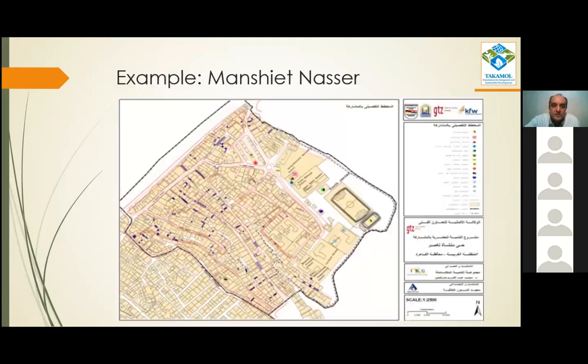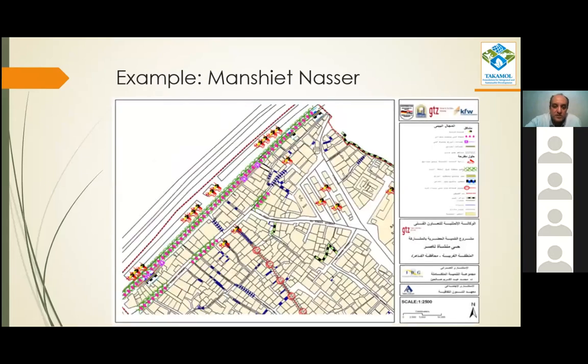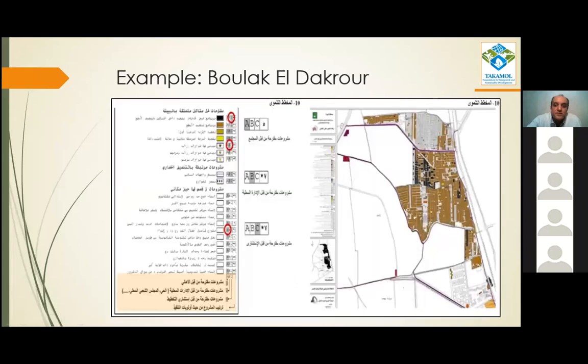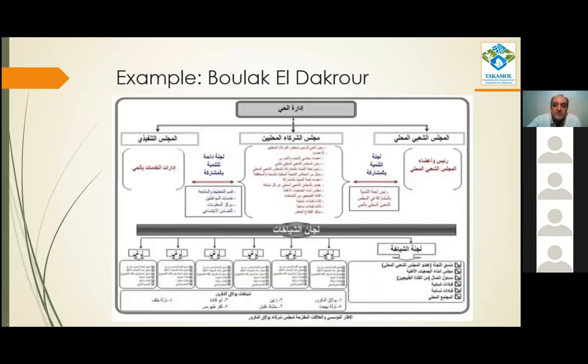I leave this to you to read, and just give some examples of how development plans are done. This is an example of Manshiet Nasser again, and this is an example of Takamol. You can find that there are some local solutions that came from the community itself, like this traffic solution. And this is another example of Takamol, and this is how we dealt with the local committees in Takamol.